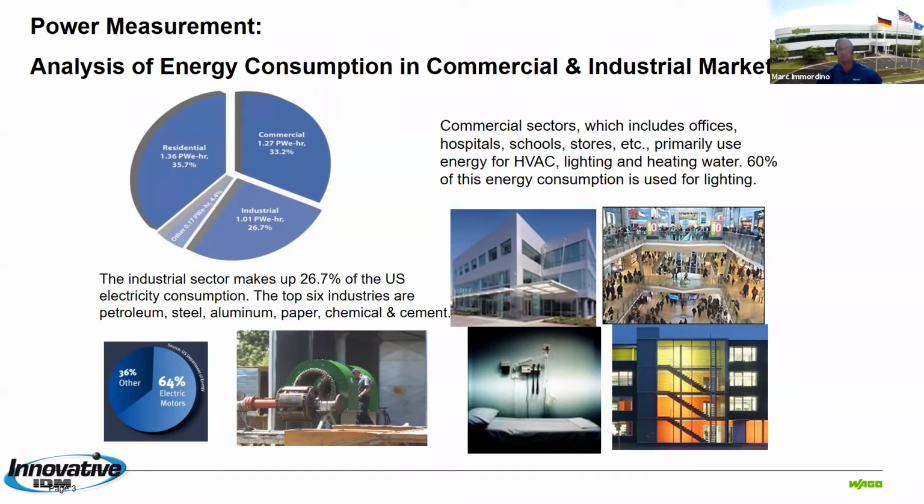On the industrial sector side, approximately 26.7% of U.S. electricity consumption comes from these sectors. The top six being petroleum, steel, aluminum, chemical, paper, and cement. A lot of this is motor-driven equipment, which accounts for 64% of the electricity consumed in the U.S. industrial sector. And within the nation's most energy-intensive industries, motor systems consumption is approximately 290 billion kilowatt hours per year. So there's a lot there to take in and analyze.